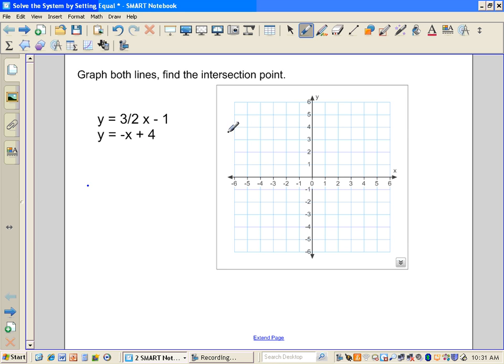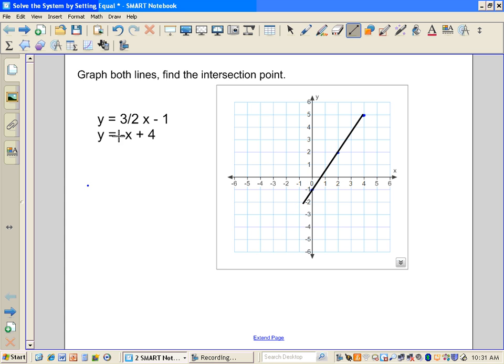So if I have y equals 3 halves x minus 1, I'm starting at negative 1. I'm going up 3, 1, 2, 3, and over 2. Maybe do that again. 1, 2, 3, and over 2. Grab a line.